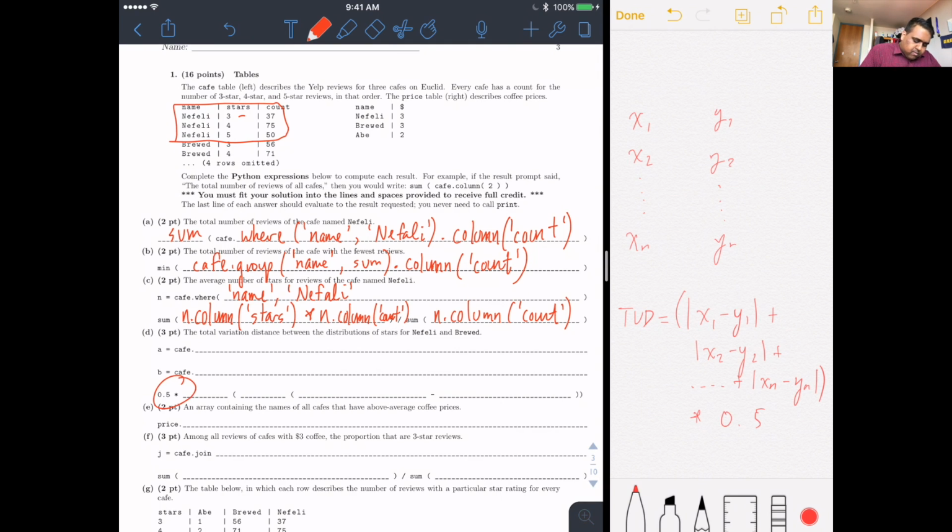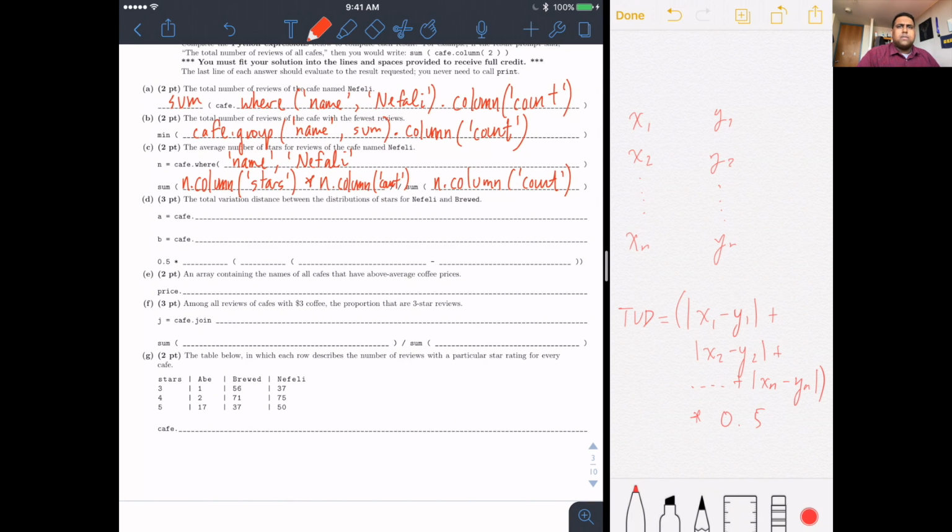That is the definition of the total variation distance. So we know that we have this 0.5 times out in front, so that kind of reminds you of what total variation distance is if you kind of forget on the exam. But I believe it's a thing that you should put on your cheat sheet if it's not already on the one that's provided. So let's write some starter code or some helper code that will help us out in the last line. So we know that one of these lines will correspond to Nephali and the other one will be to Brood. We can do cafe.where, again, name is equal to Nephali.